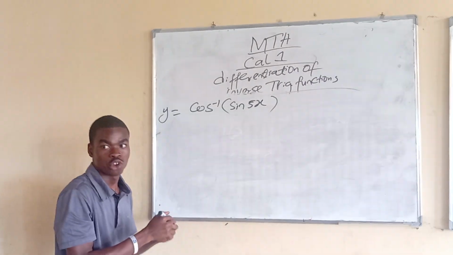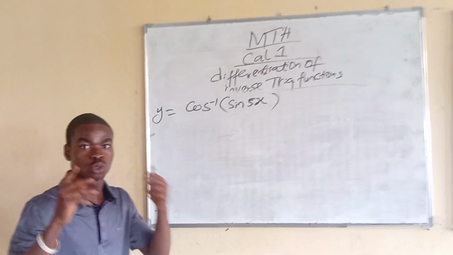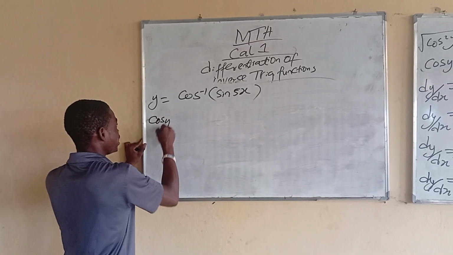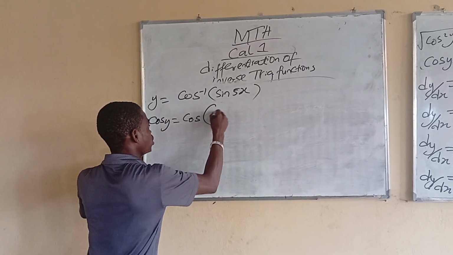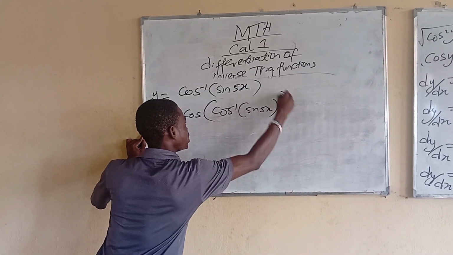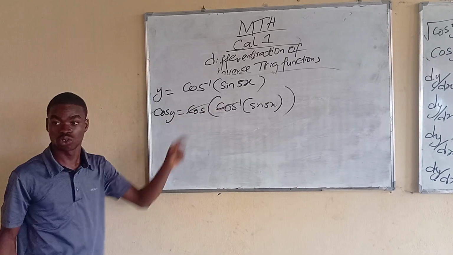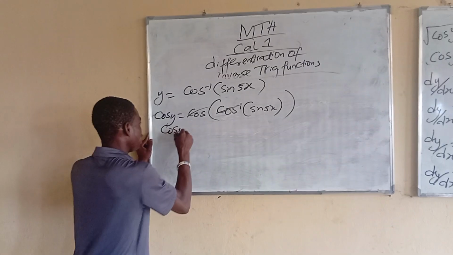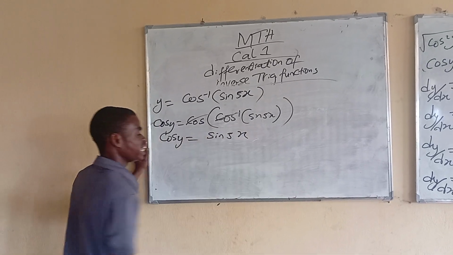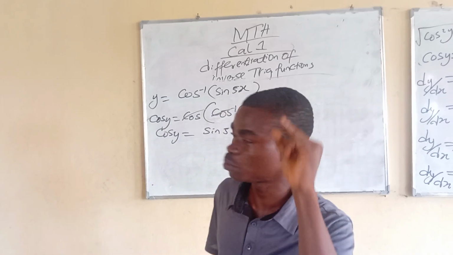Now, first of all, you get rid of the inverse trig here. That means taking cos of both sides. So that's going to give you cos y equals cos of cos inverse of sine 5x. So that's going to get rid of the cos and the cos inverse. So your cos y equals what? Sine 5x. Now you differentiate both sides. That's the next step. Don't forget to differentiate both sides.